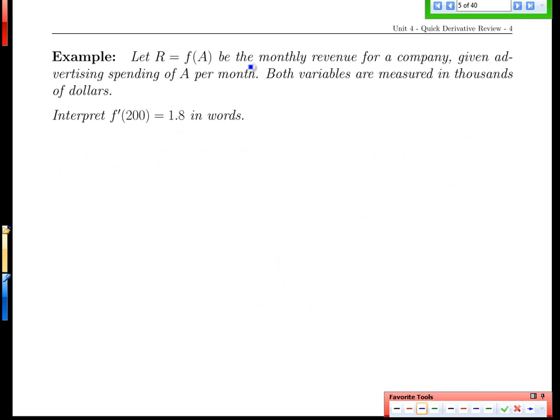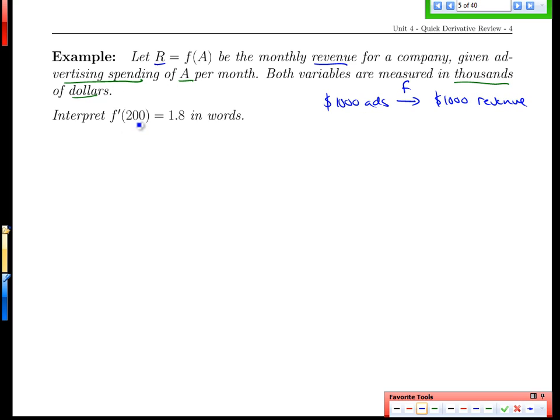Let's take a different example in mind for a second. Let R be a function of A, the monthly revenue. So revenue R for a company, given advertising spending of $A per month. In fact, actually, sorry, A thousands of dollars per month. So our function takes in advertising, thousands in advertising, and then through F, we get thousands in revenue.